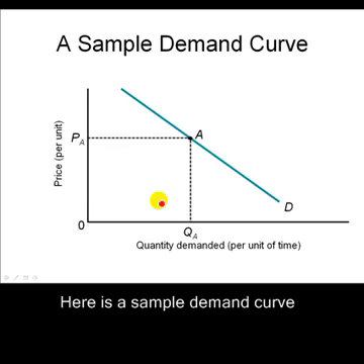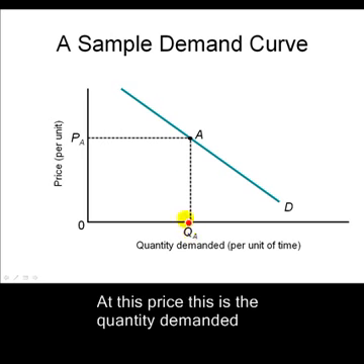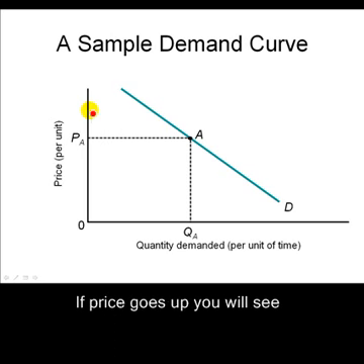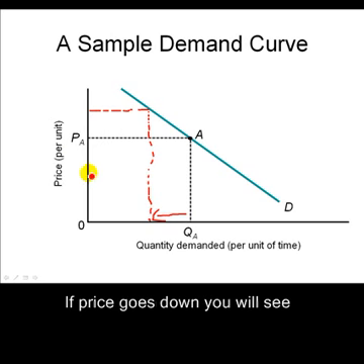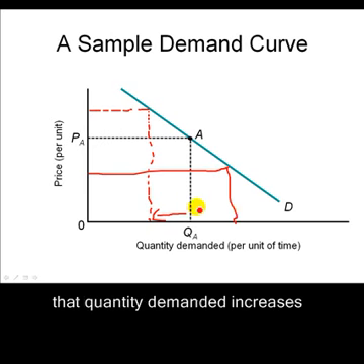Here's a sample demand curve. If you look at it, at this price, this is the level of quantity being demanded. If price goes up to here, let's say, you will see that quantity demanded actually falls. And if prices go down, let me just do a quick line here, you see that quantity demanded actually increases.